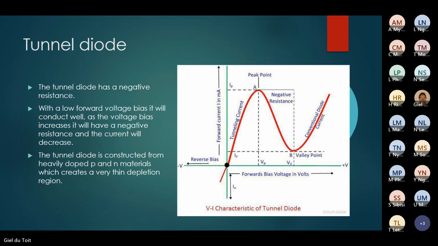Tunnel diode, guys, you can read through this. Sometimes this question is in a question paper, so don't forget it, read about this. I already did it yesterday. It's got a negative resistance, you can remember that. It has a negative resistance, and in forward bias, it will conduct well.